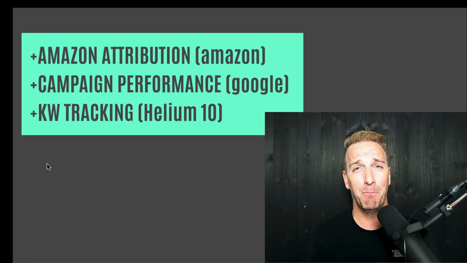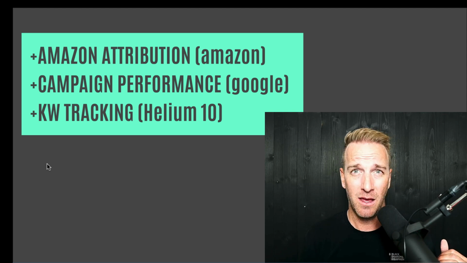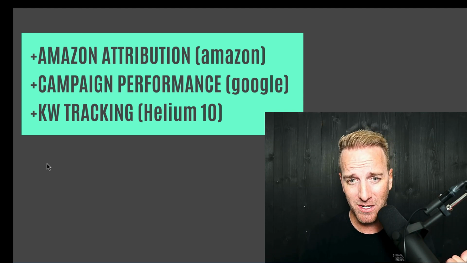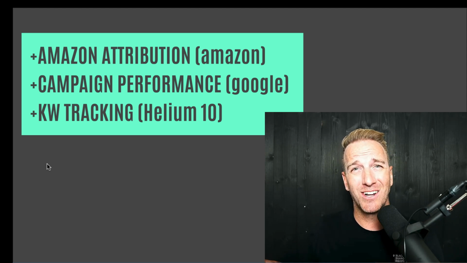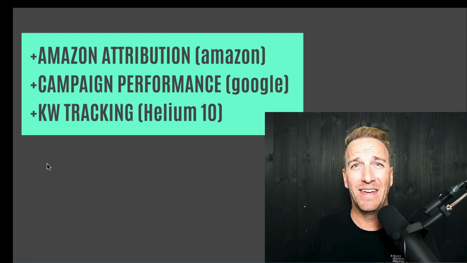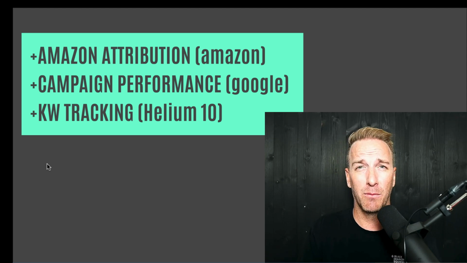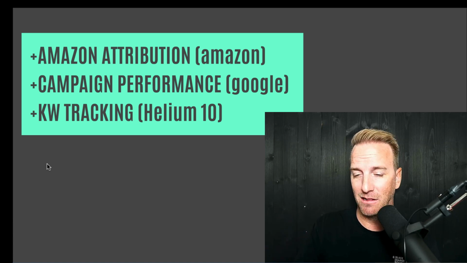The second is campaign performance. So there's a whole dashboard within the Google Ads platform where you can look at some performance numbers. And then finally, you're going to want to watch the keyword ranking and keyword tracking within Helium 10 or your tool of choice to see how things are looking from a performance standpoint, especially at a launch.